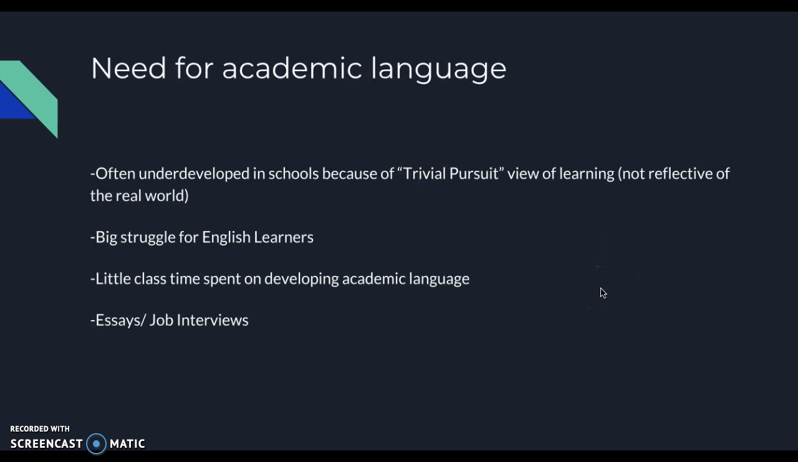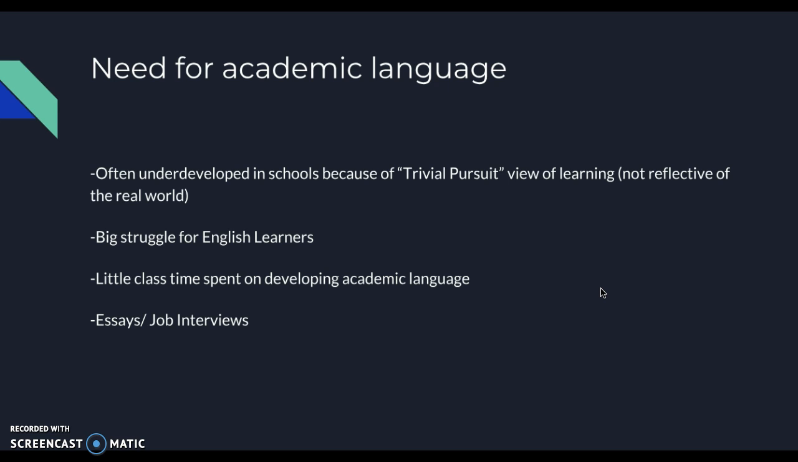There's a big need for academic language, which we don't see as much in school. It's not implemented as much as it should be. Academic language is often underdeveloped in schools because of what we call a trivial pursuit view of learning, which really isn't reflective of the real world.